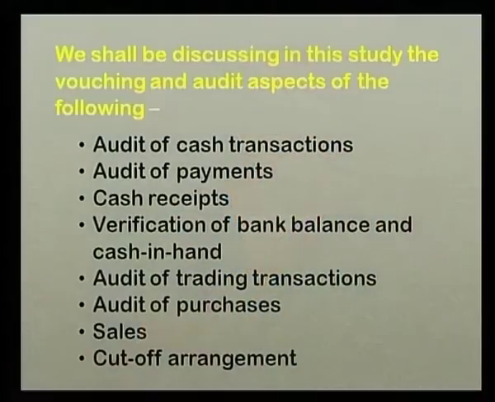We shall be discussing in this study the vouching and audit aspects of the following. The first being the audit of the cash transactions, the audit of the payments made by the entity, the cash receipts received by the entity, verification of bank balance and the cash in hand, audit of the trading transactions, audit of the purchases made by the concern, the sales made by the concern, and the cut-off arrangement.